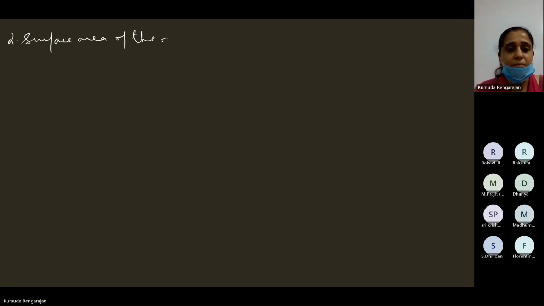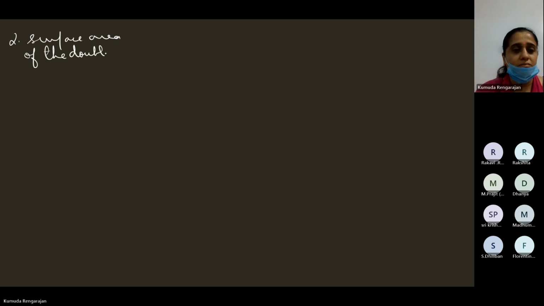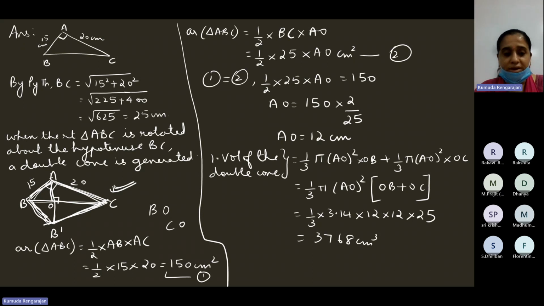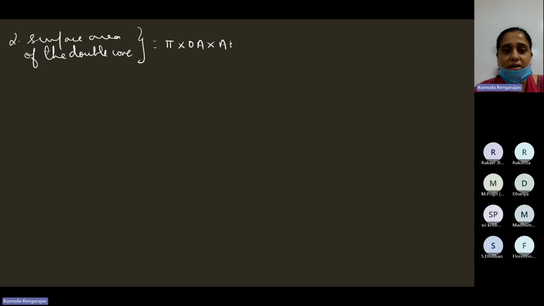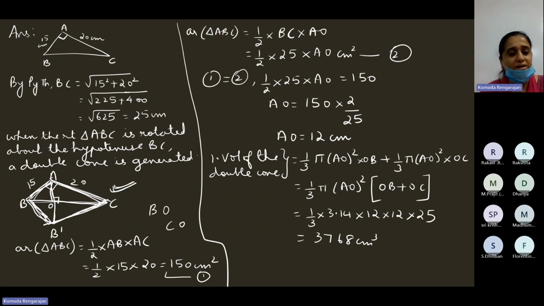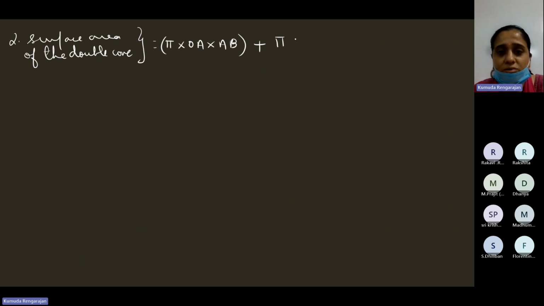I'll let you know. Next is surface area of the double cone. Surface area is equal to pi r L. What is R? OA into AB, correct? Pi into OA into AB, pi r L. This is the surface area of one cone, because only CSA you have to calculate, not TSA, because circles are not visible. Only the curved surface is visible. So CSA of one cone plus CSA of the other cone. Pi r L. So pi into OA into AC.